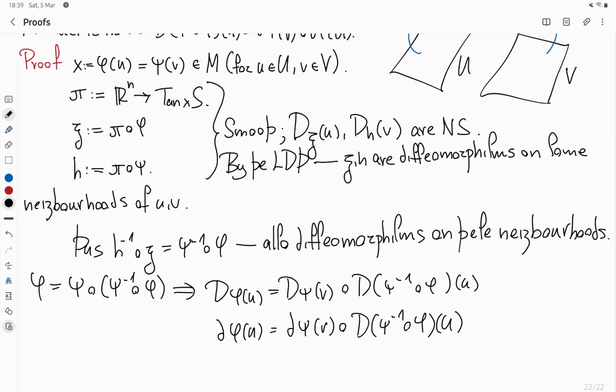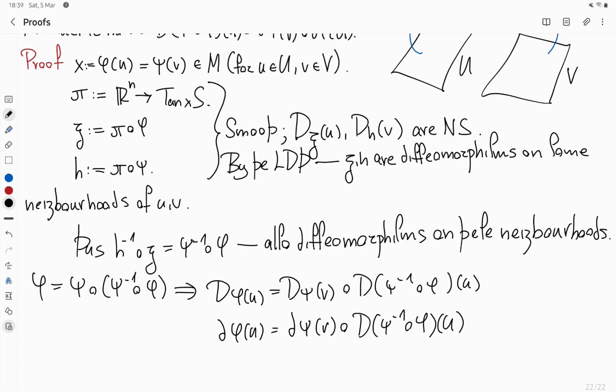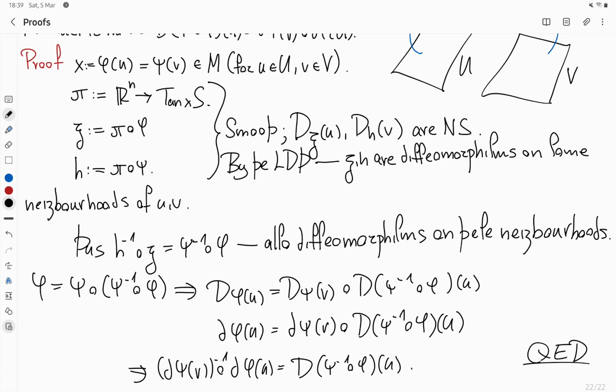And now simple algebraic manipulation of this yields the formula. So we have d xi at v inverse composed with d phi at u is equal to the Jacobian of xi inverse composed with phi at u. And this concludes the proof.